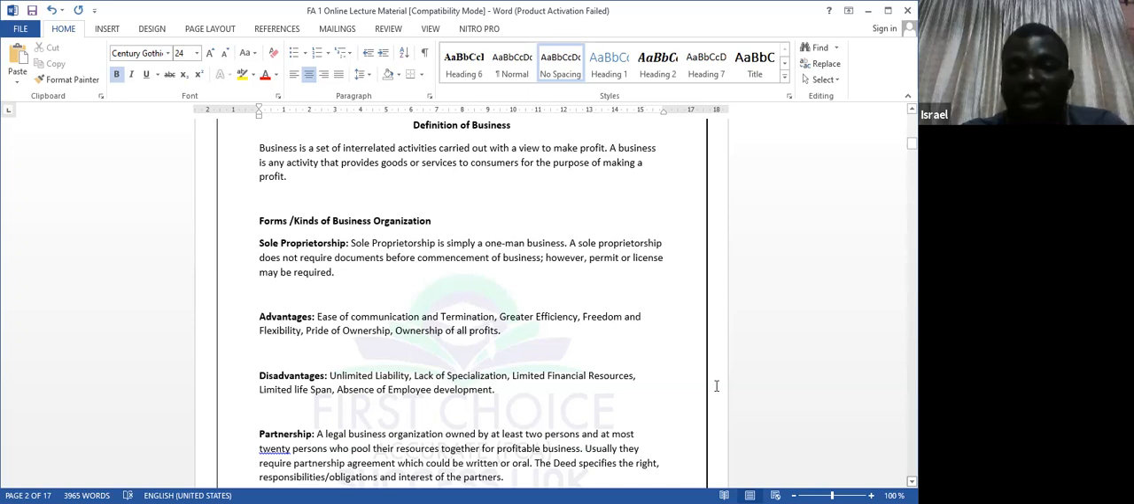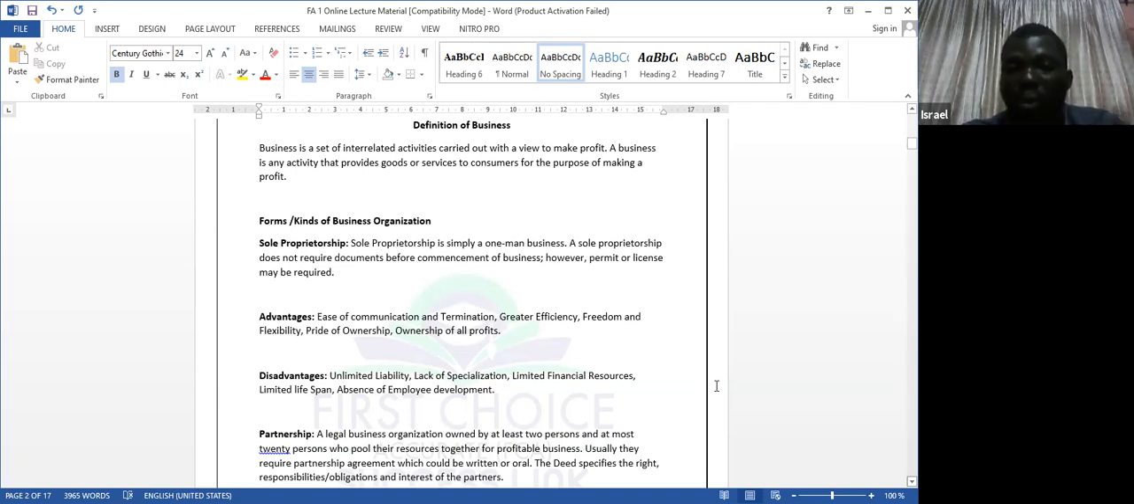The first form that we have here is sole proprietorship. What is sole proprietorship? Sole proprietorship simply means a one-man business, in which we have the owner, a single person, who also carries out the activities that relate to all transactions that have to do with the business. Every transaction, every activity, every decision making that has to do with the business falls on his shoulder. So that's what we call sole proprietorship.